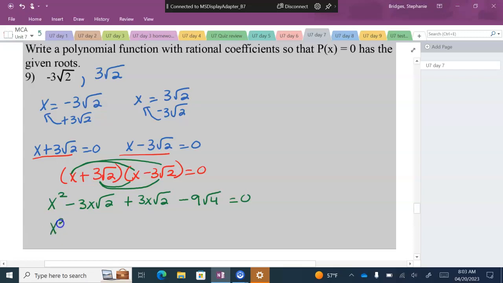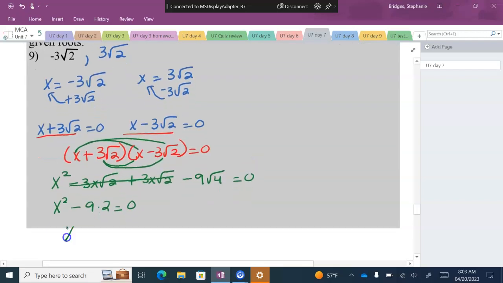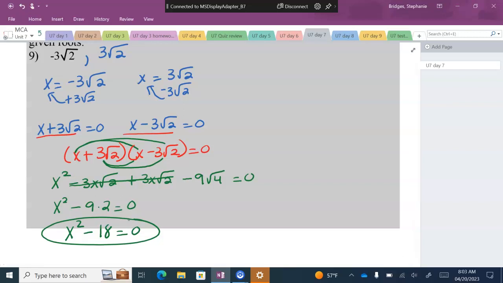What happens to those middle terms when I multiply conjugates? They always what? Cancel. So I've got negative 9 times the square root of 4, but what is the square root of 4? 2. So it's really negative 9 times 2, so it's going to be x squared minus 18 equals 0. Okay, again, put it equal to 0 or equal to y. Either one is okay.